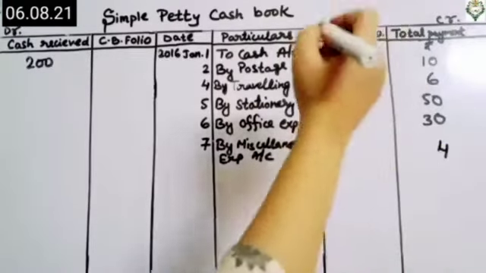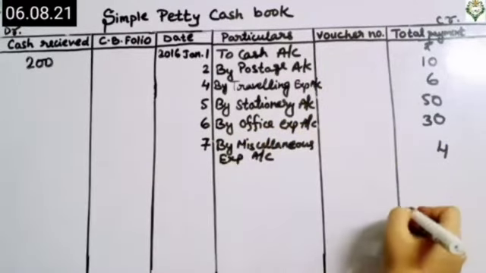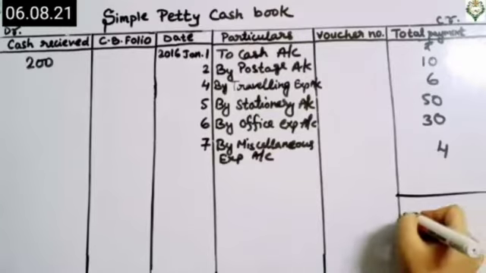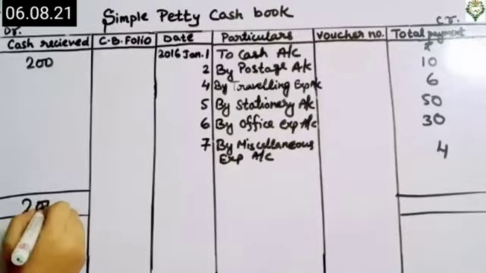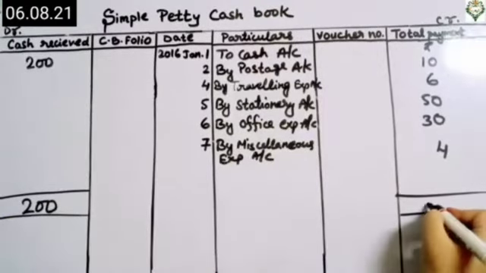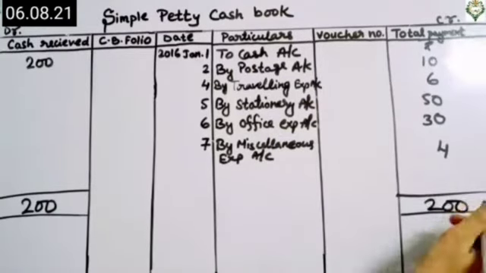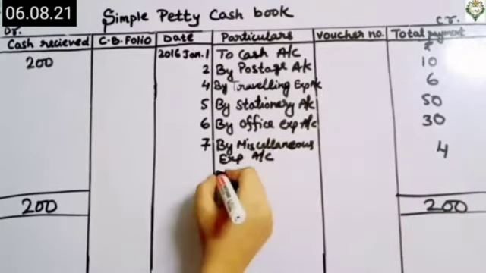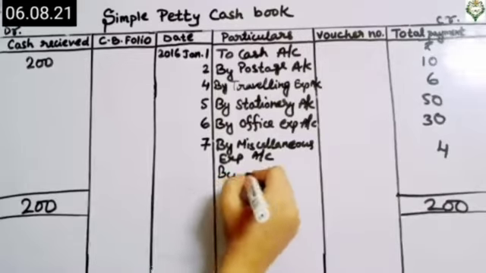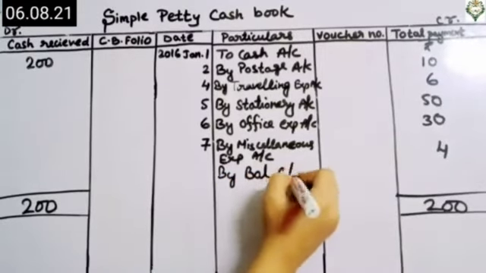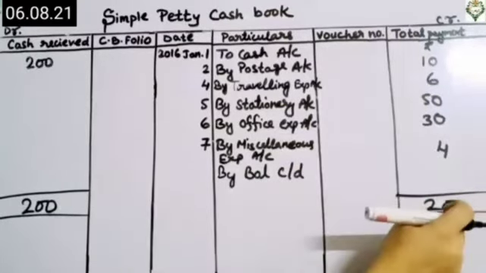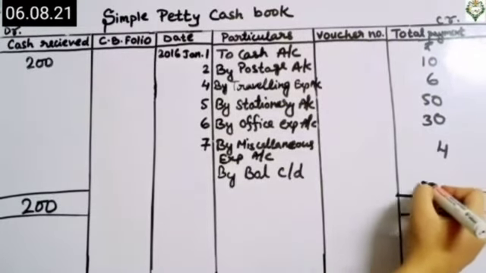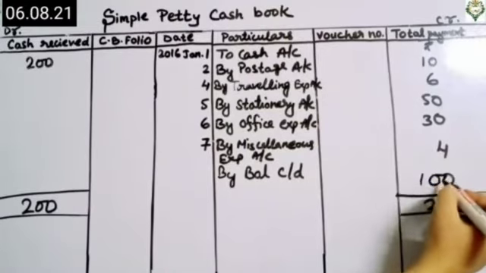Okay, now we have to add total here. Okay, and here also. So we have to balance the debit and credit side. So we will write here also 200 and we have to balance by writing by balance CD. Okay, we have to carry down the balance. So minus all this amount from this total amount, we will get the balance carried down amount will be 100.